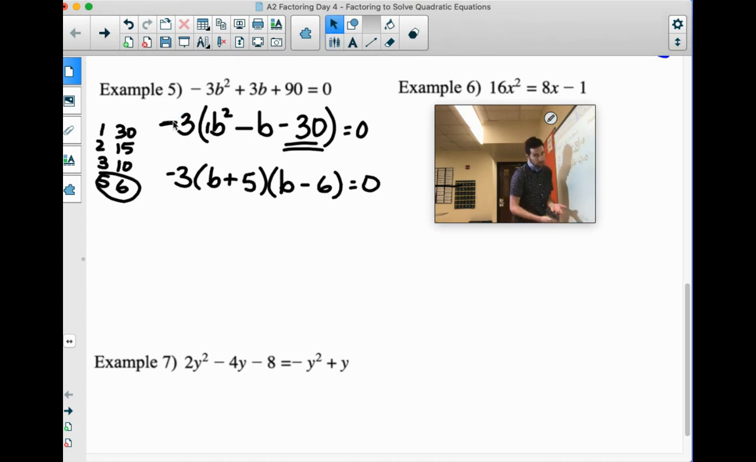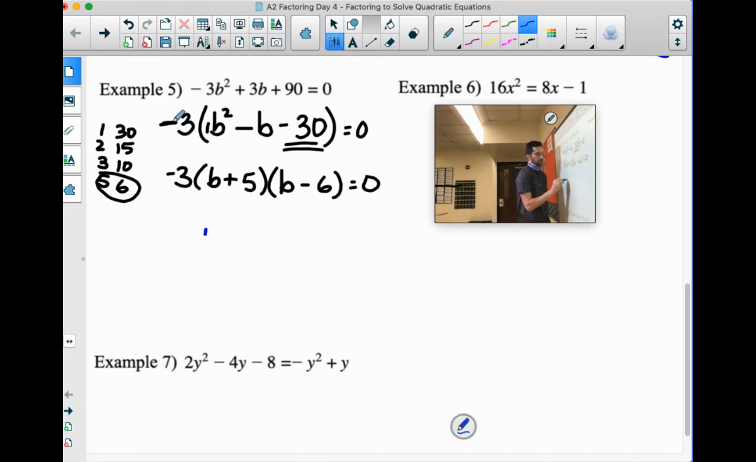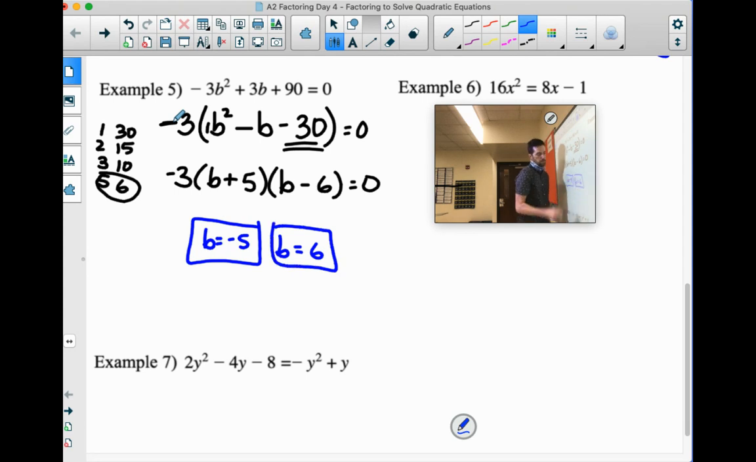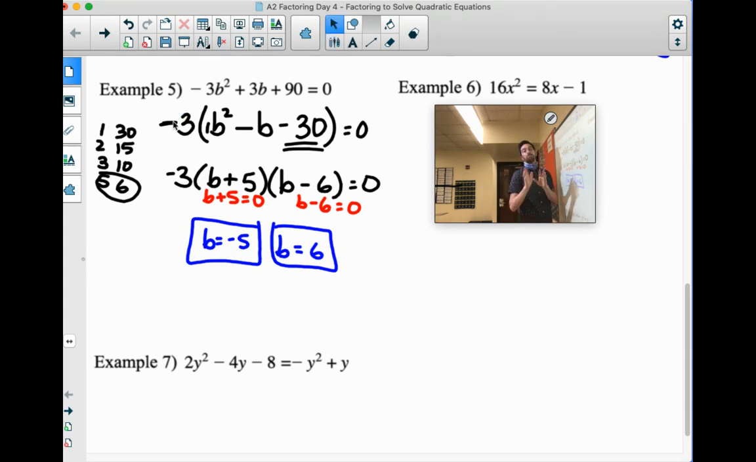Now you should be able to tell your answers right here. It says b plus 5, so you know b would equal negative 5. It says b minus 6, so b should equal positive 6. But if you needed to set up the equations to see that, b plus 5 equals 0, and b minus 6 equals 0, and then subtract 5 from both sides, add 6 to both sides, great. That's awesome. It gets you there.